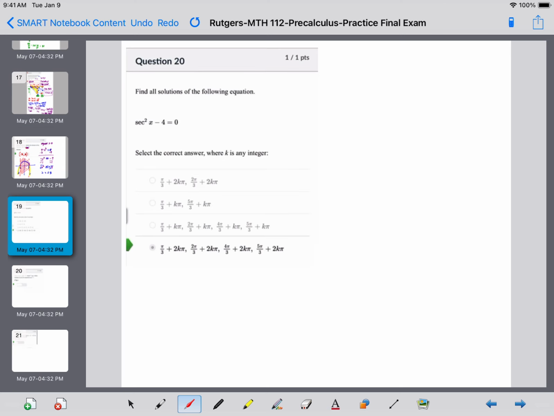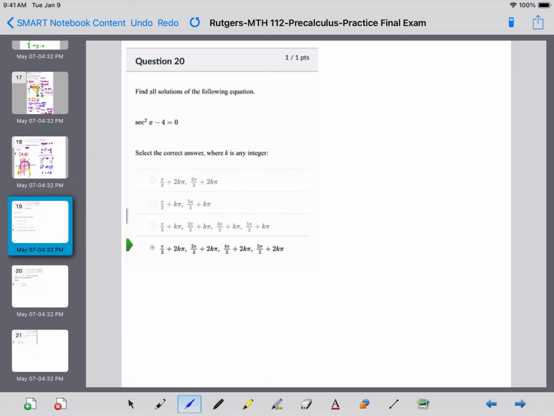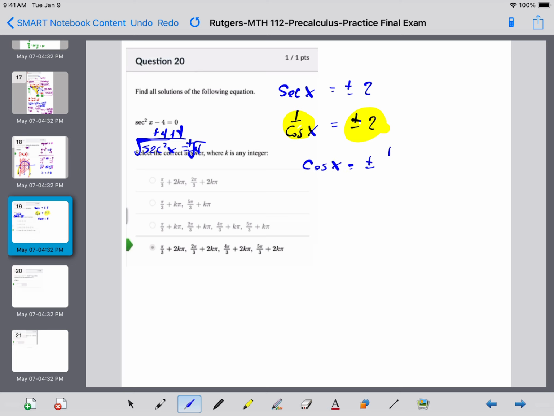Okay. Question 20. Secant squared of x minus 4 equals 0. Add 4 to both sides. Secant squared of x equals 4. Take the square root of both sides. Whenever you take the square root of an unknown, you must include plus or minus. Secant of x equals plus or minus 2. Secant is the same as saying 1 over cosine of x equals plus or minus 2. You could take the reciprocal of both sides. So you would get cosine of x equals plus or minus 1/2. And now I would separate this into two problems.